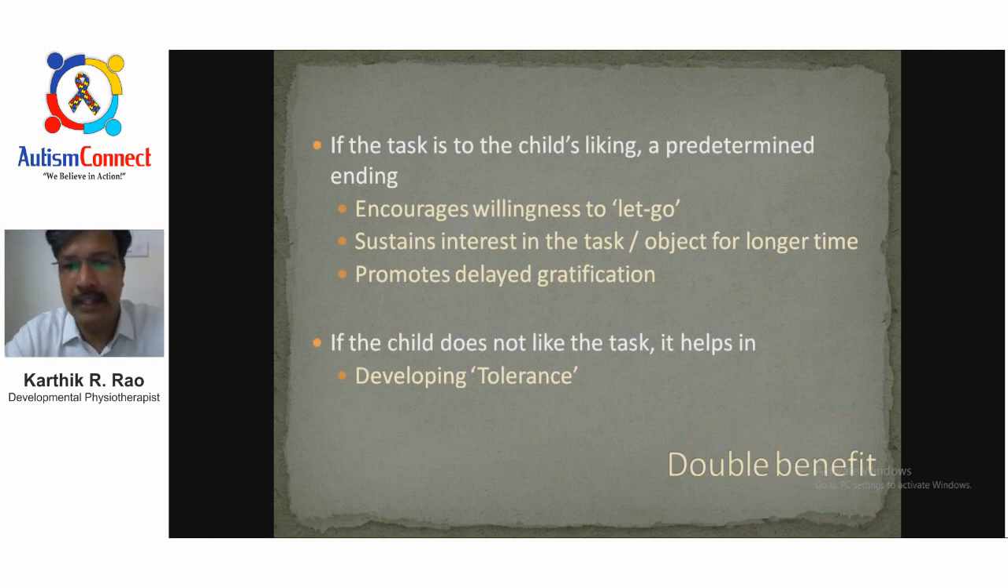And it promotes delayed gratification. What does it mean? It means that I know something, I want this, but I can wait for it. Okay, that is delayed gratification.